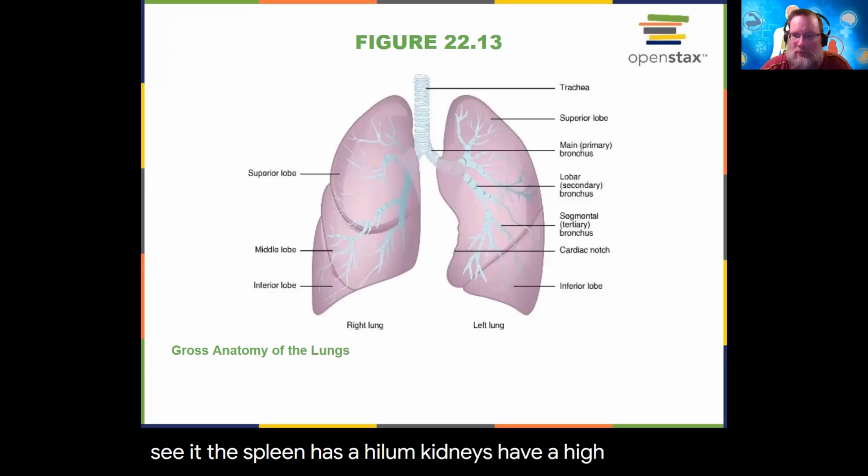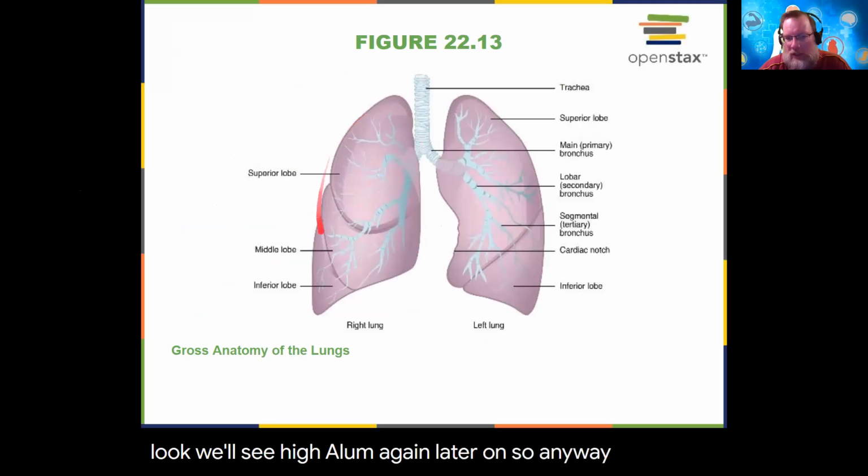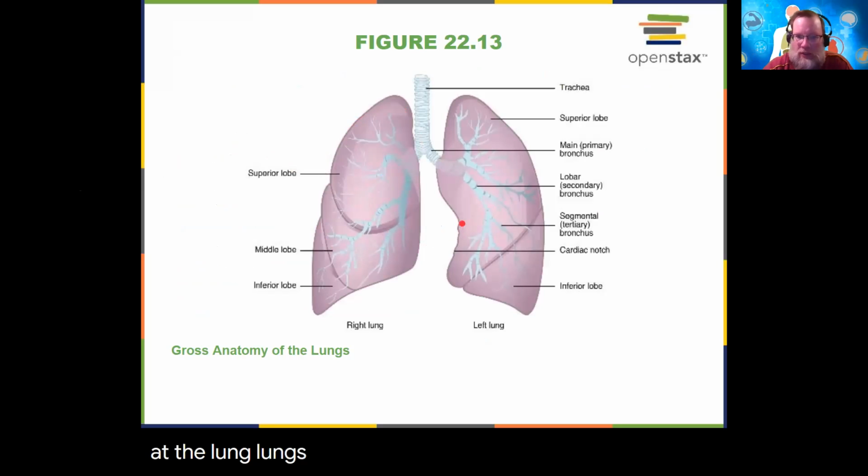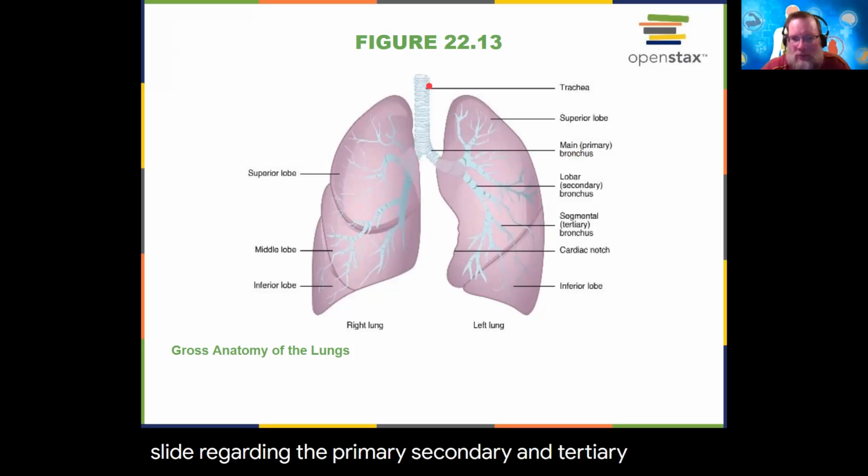Kidneys have a hilum, so we'll see hilum again later on. Anyway, as we look at the lungs as a macro whole, we see that the right lung again is larger. It has 3 lobes, what we call the superior, middle, and inferior lobes. And then the left lung just has superior and inferior lobes. You also notice some different terminology on this slide regarding the primary, secondary, and tertiary bronchi.